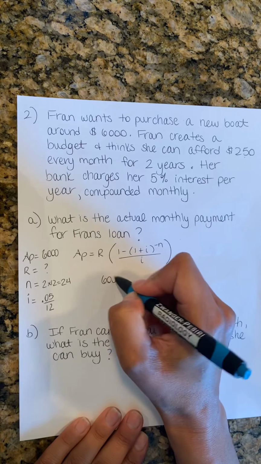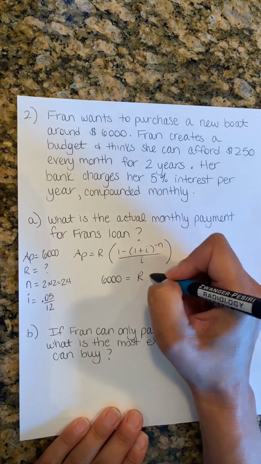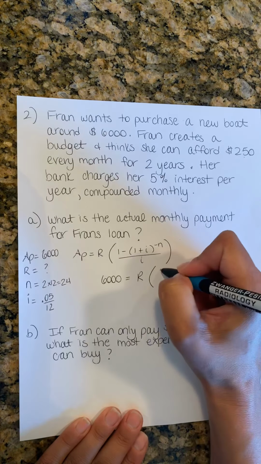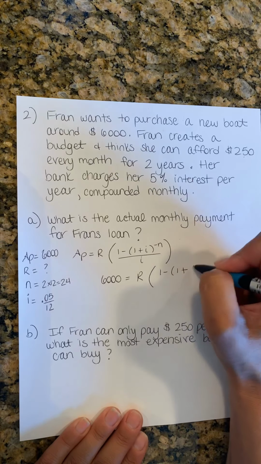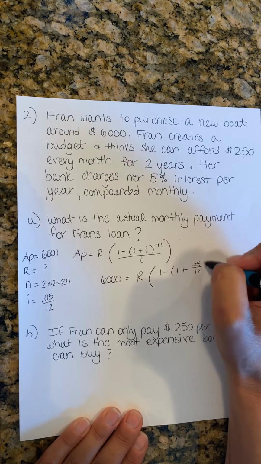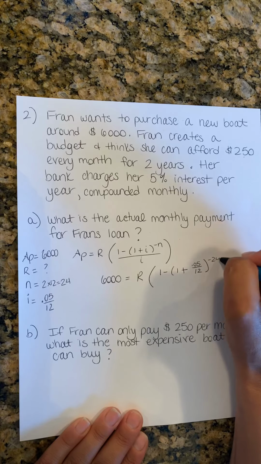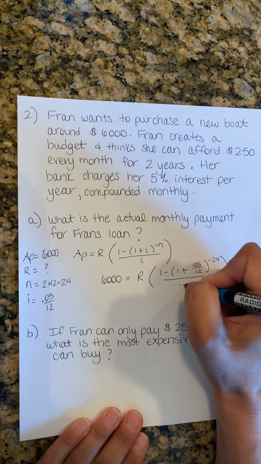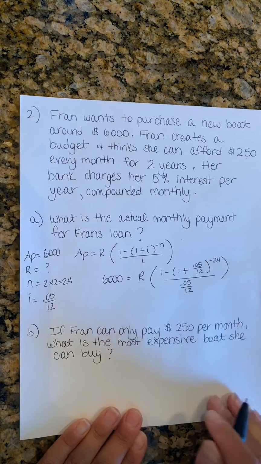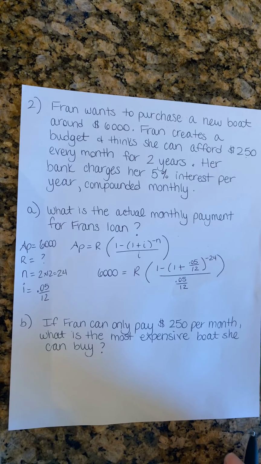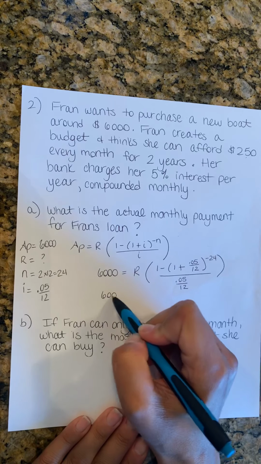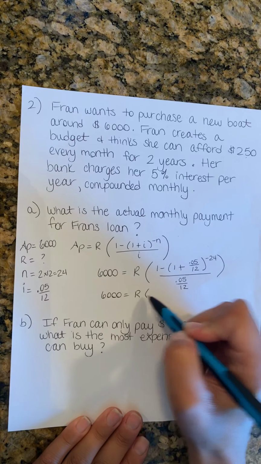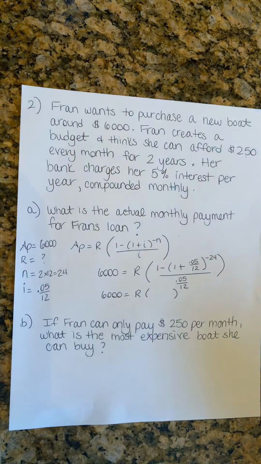So 6,000 is going to go on the left-hand side. We do not know R for part A. 1 minus, 1 plus our interest rate, 0.05 over 12. Our negative N is negative 24. And then our interest rate is 0.05 over 12 on the bottom. So we have 6,000 equals R. Now we have to figure out what that whole parenthesis is.